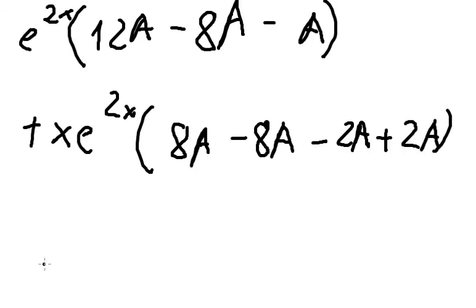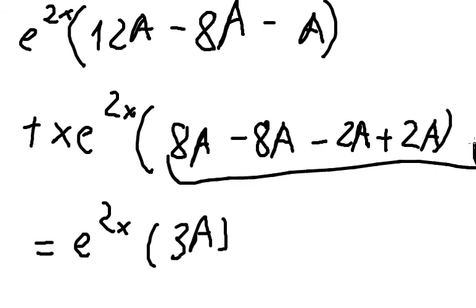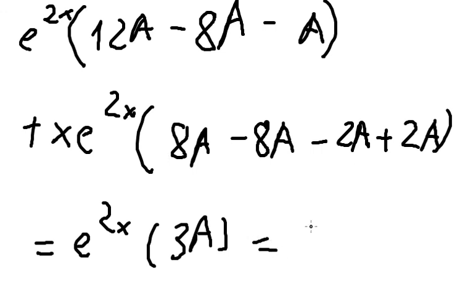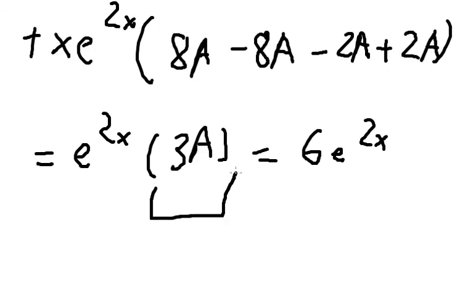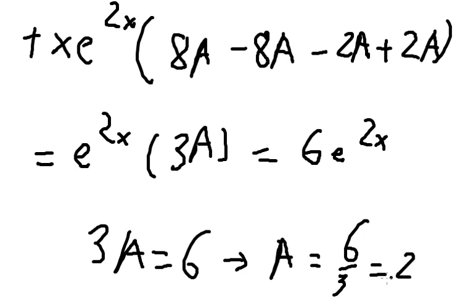So we simplify. 12 minus a minus 1, you get 3a. This one in here, they cancel. So that should be 6 e to the power of 2s. So 3a in here equal to 6. So we can find the value of a. That's 6 divided by 3, and we have 2.